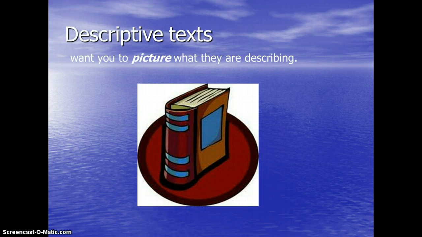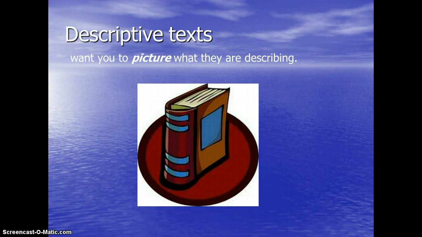The next category are the descriptive texts. Descriptive texts want you to picture what they're describing, and a novel, for instance, might want you to imagine the characters and see them in your mind. A travel book will want you to see the country it is describing. So novels, short stories, plays, all these things generally fit in the category of descriptive texts.